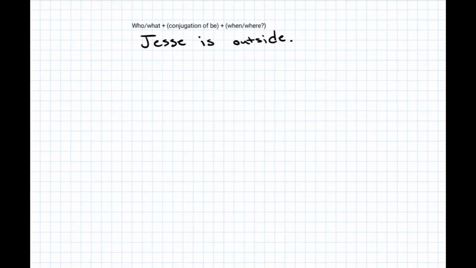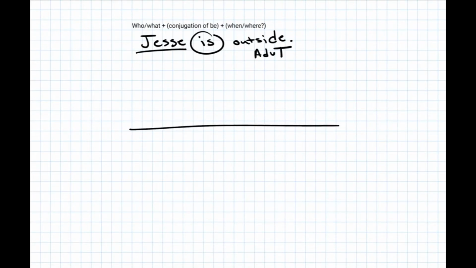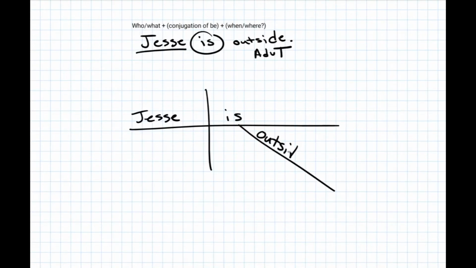Like we mentioned, our subject is Jesse, and our verb is, with outside being an adverb of place. We draw a clause line and bisect it to divide our subject from our predicate and place the subject, Jesse, at the start. Then, after the dividing line goes is. We then draw a diagonal line from the verb downward to show that outside, our adverb of place, is modifying our verb is.